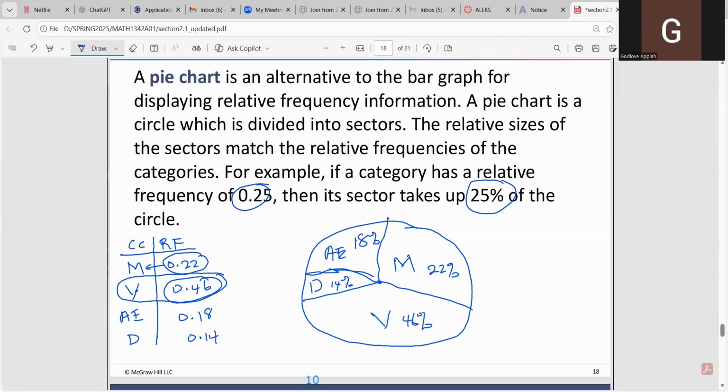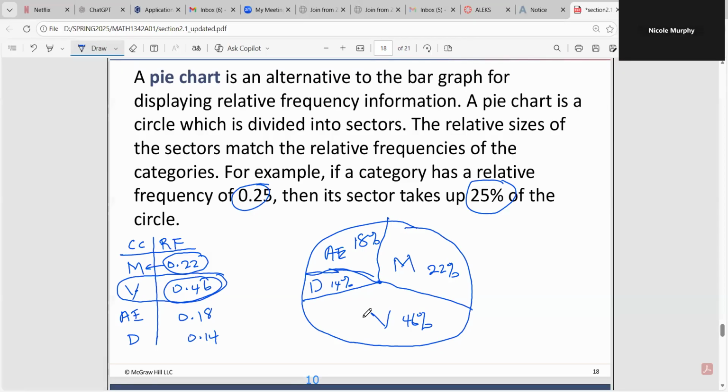Again, you can see each sector represents a category, and the size of the sector should match the relative frequency of that category. This is how we construct pie charts. It is easy to do. If on the exam I ask you to construct this, you do not have to draw it to perfection. It does not have to be perfect. All I want to see is that the sectors correspond to the different relative frequencies, and the size of the sectors matches the relative frequencies. Any questions on this?